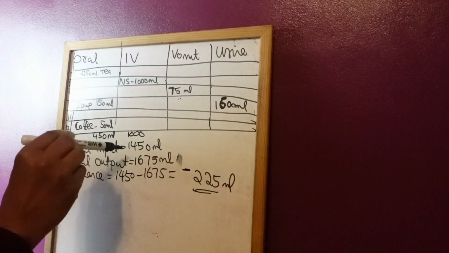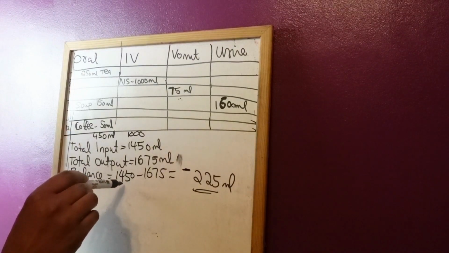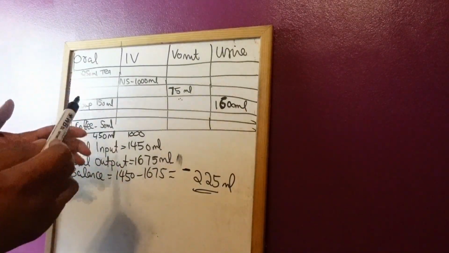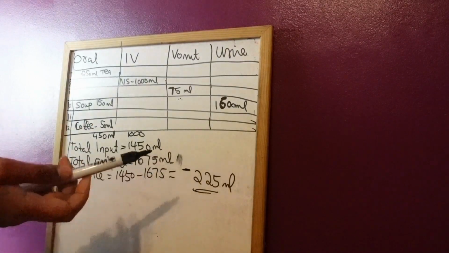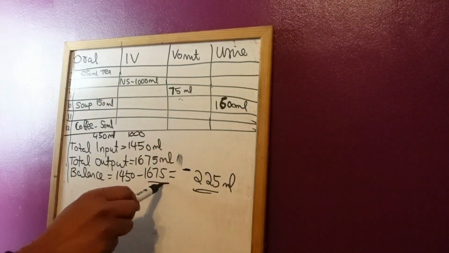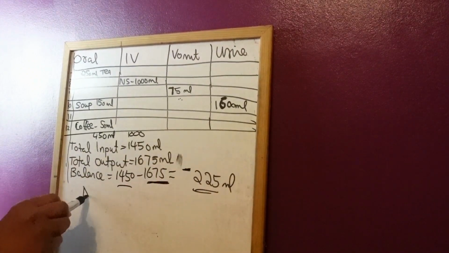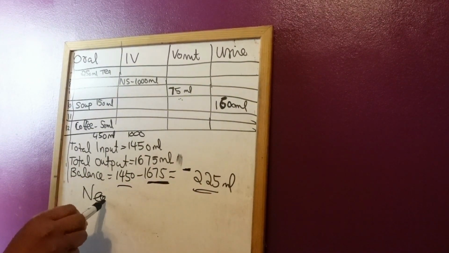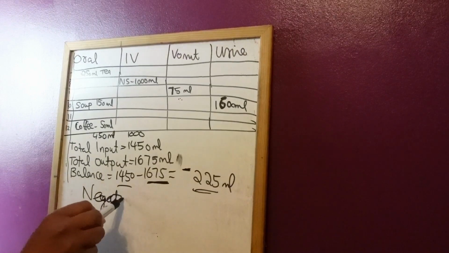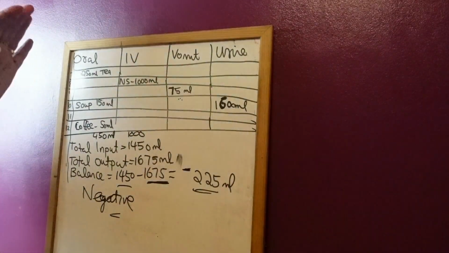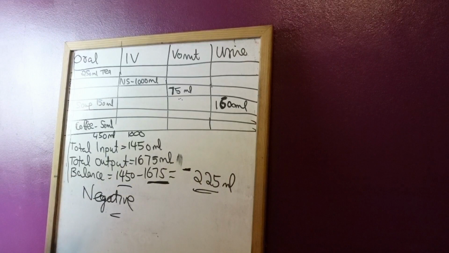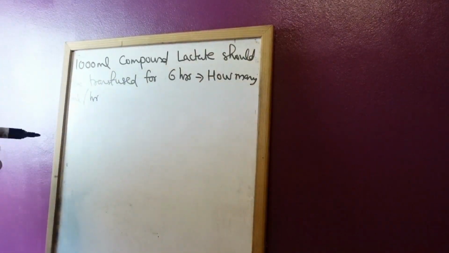The patient did not drink enough. Patient didn't have enough input. So output is higher than the input. That means it's a negative balance, so you write negative. Okay, this type of question usually comes. Okay, that's another type of question.